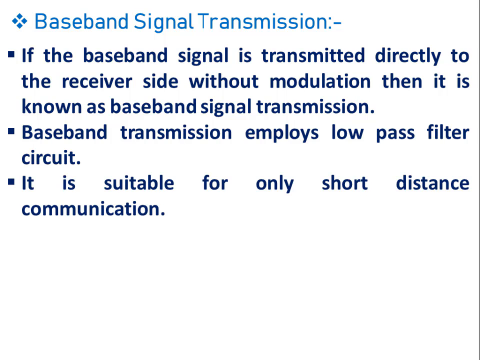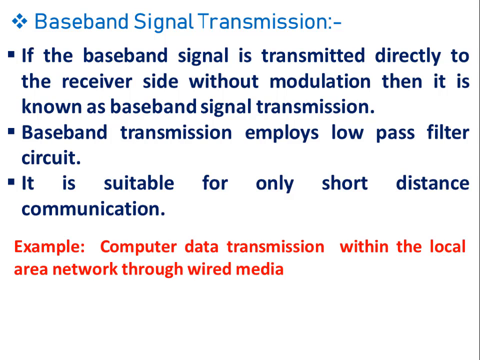Baseband signal transmission is only suitable for short distance communication because a low frequency baseband signal cannot be transmitted over longer distances. This is one of the disadvantages of baseband signal transmission. Now this can be overcome by applying another type of signal transmission called passband signal transmission. Now look at an example of baseband signal transmission. Computer data transmission within a local area network through wired media can be considered an example of baseband signal transmission. Let's move on to the next type, that is passband signal transmission.